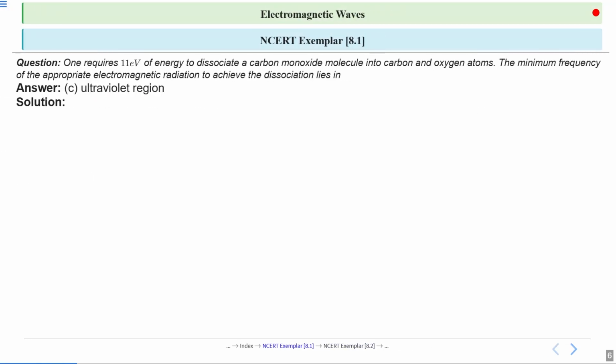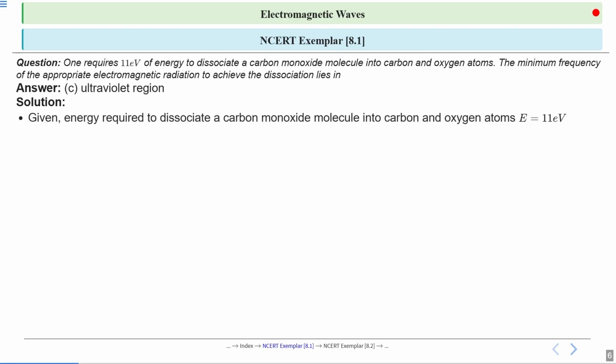Let's see the solution. Correct option is C, ultraviolet region. So what is given? Energy required to dissociate a carbon monoxide molecule into carbon and oxygen atoms, which is 11 electron volt. Now, energy of a photon is given by, so what is electromagnetic waves?